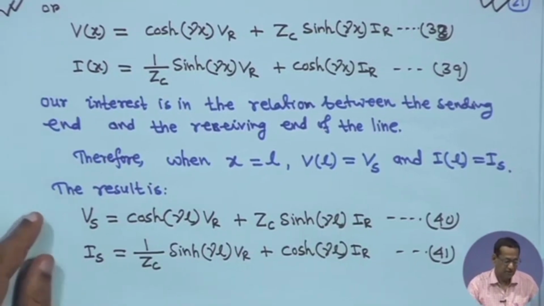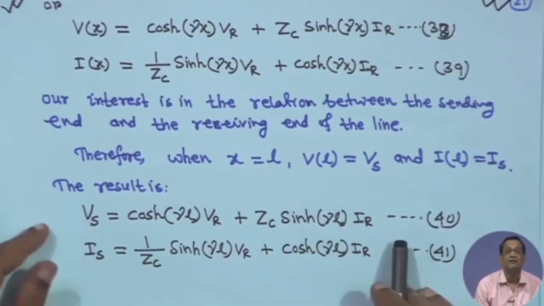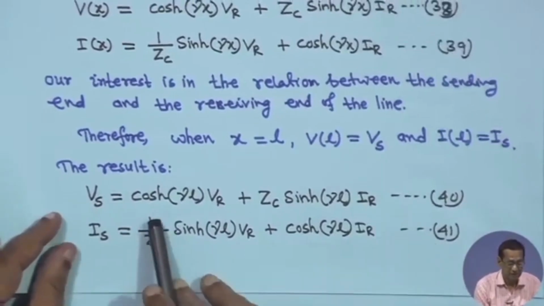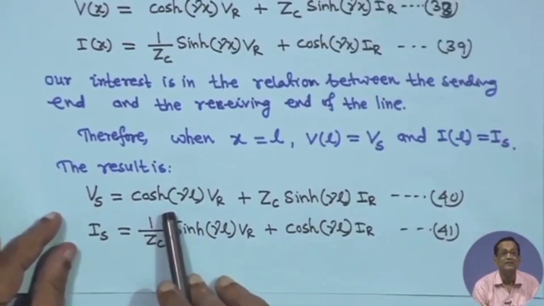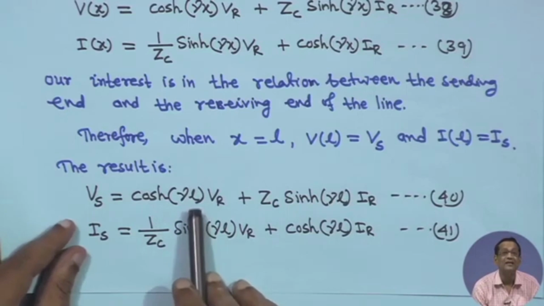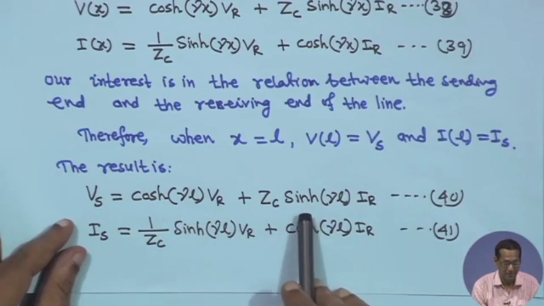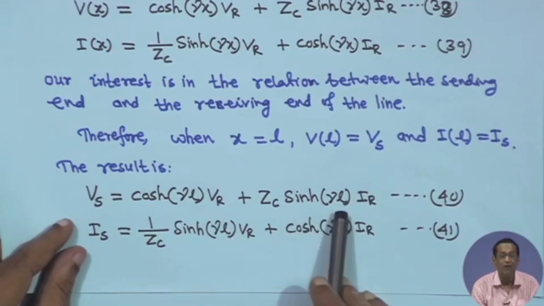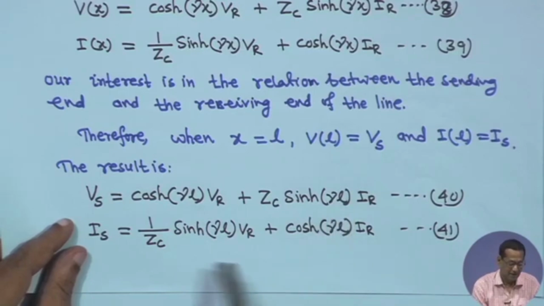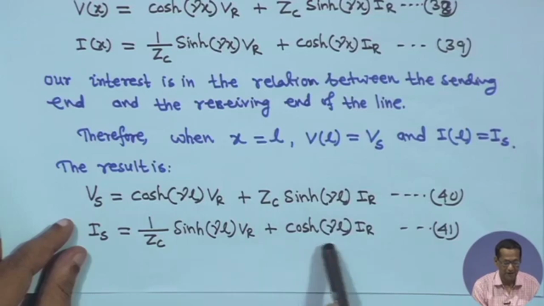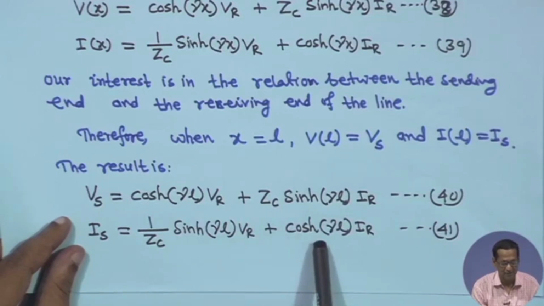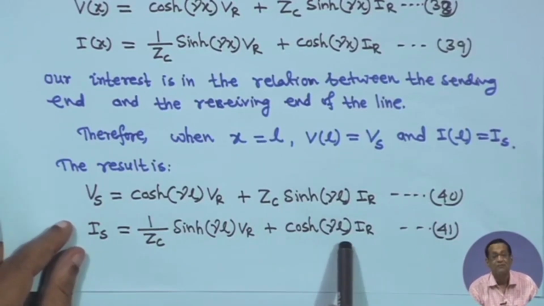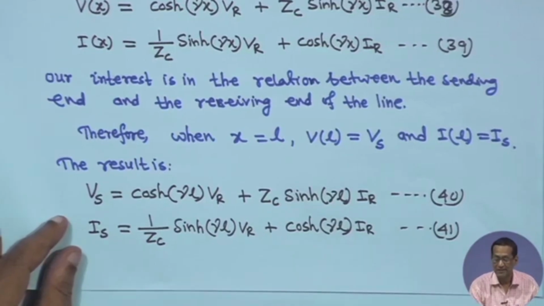Now, one thing is very understandable to you, that this is the ABCD parameter. A is cosh(γL), B is ZC sinh(γL), and C is 1/ZC sinh(γL), and A is equal to D. So here also D is equal to cosh(γL), right. This is the exact one.